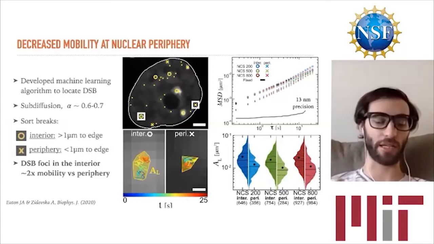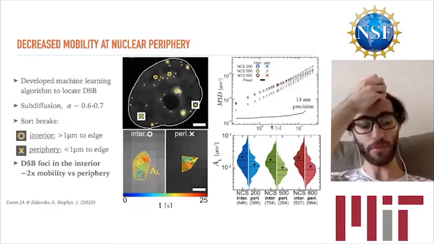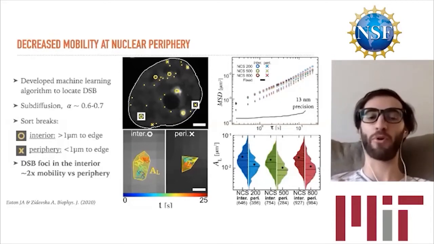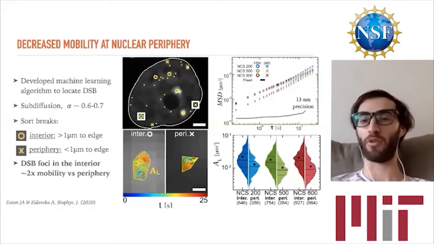And what we find is if we look at those distributions seen right here, where the darker colors are the interior, and the lighter colors are the periphery, we see that double-strand break foci in the interior are about 2 times more mobile than those found on the periphery.